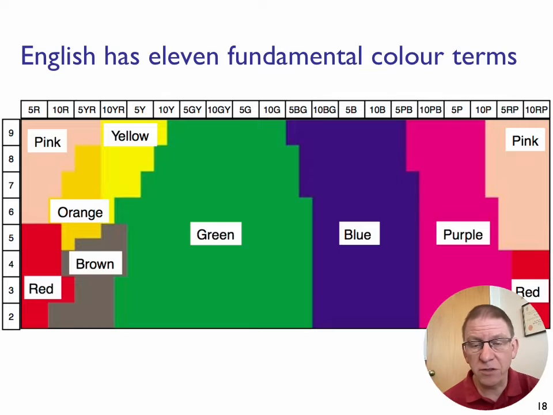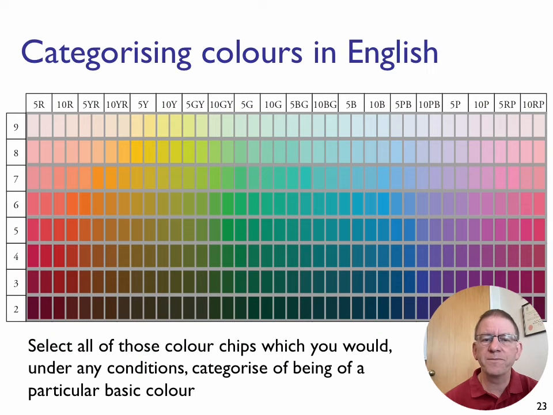English has 11 fundamental colour terms. This chart shows 8 of them. The others are white, black and grey. To create charts like that, you start with 160 carefully calibrated coloured chips. You then give native speakers tasks to categorise those chips. One task is select all of those coloured chips which you would, under any conditions, categorise as being of a particular basic colour.